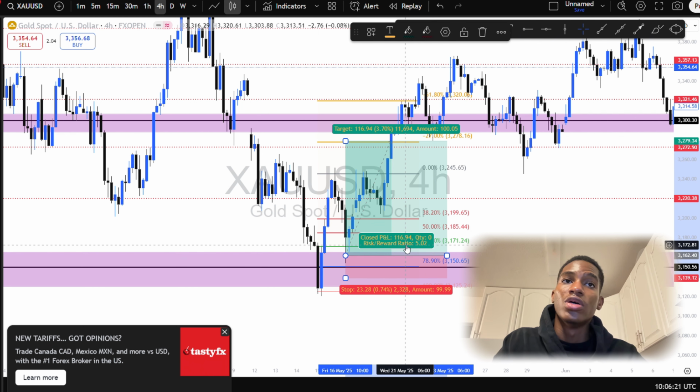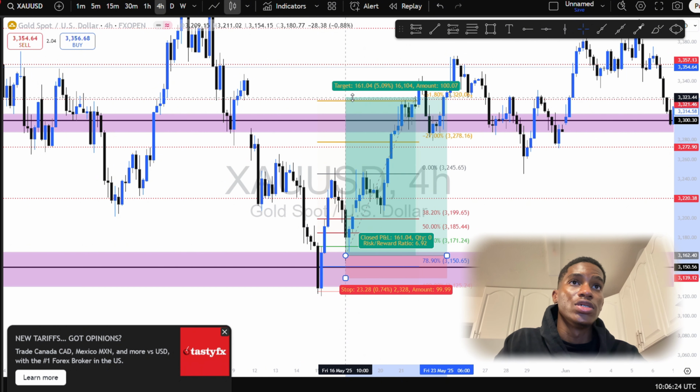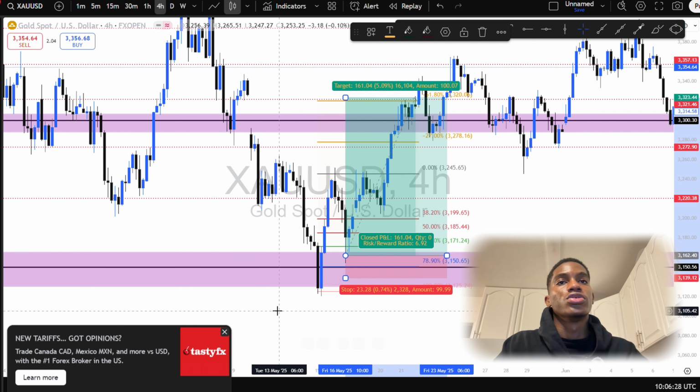I have a 5 risk reward ratio. If I take it to 61.8 extension, I have a 6, almost 7 risk reward ratio. So that's how it works.